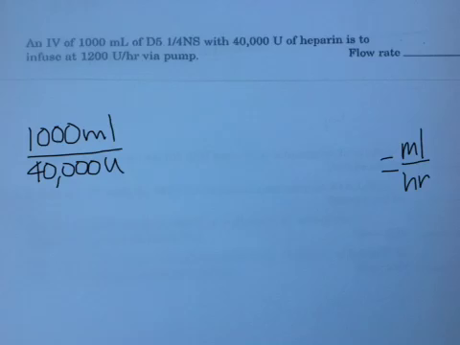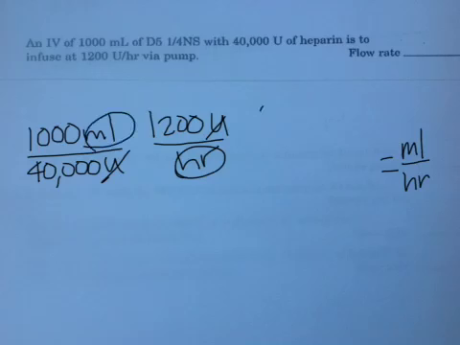And now we need to cancel out, so this time we'll put the units on top, 1,200 units per hour. So that way we can cancel out our units. We have milliliters per hour, just like we want it to be in the answer.